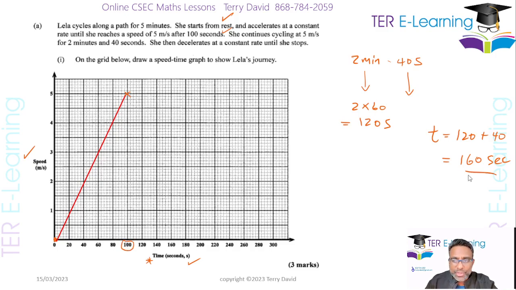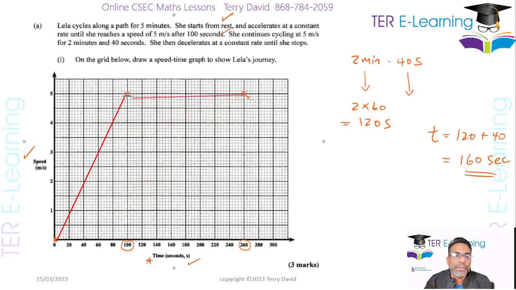But what we're going to do now, we're going to add 160 to that. So that's going to give me 260. So this is where 260 is, right? So therefore, she's traveling up until this point, right? And between 100 and 260, she's traveling at a constant speed of 5 meters per second.